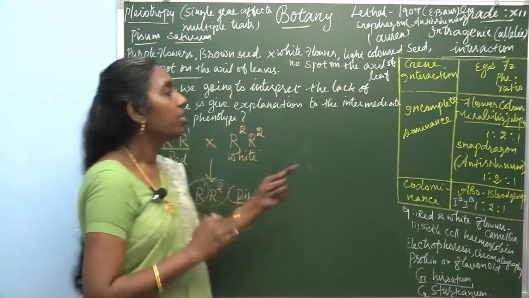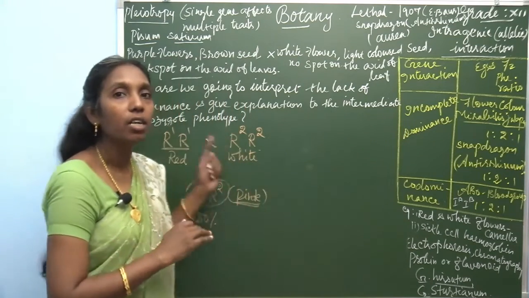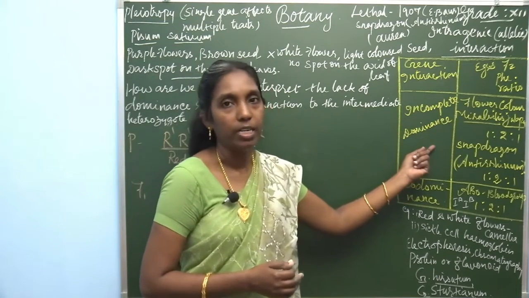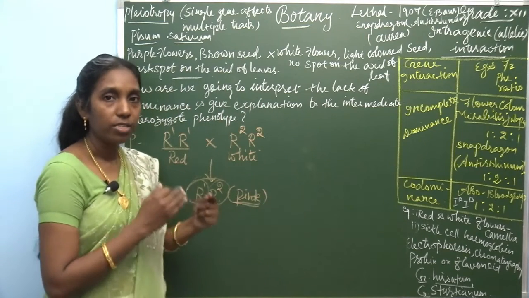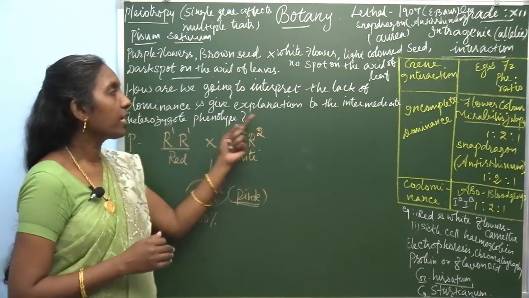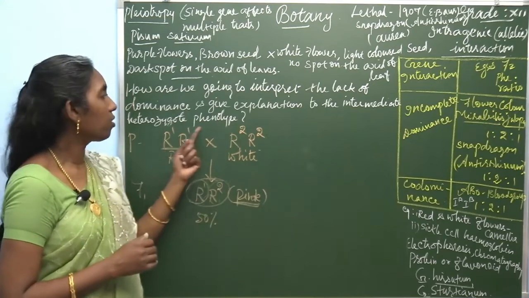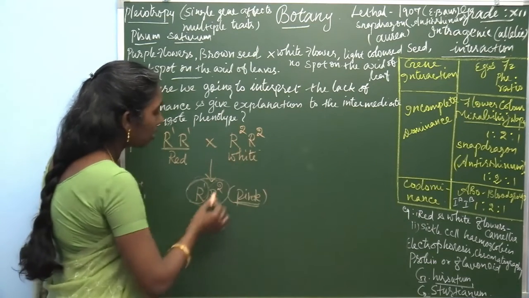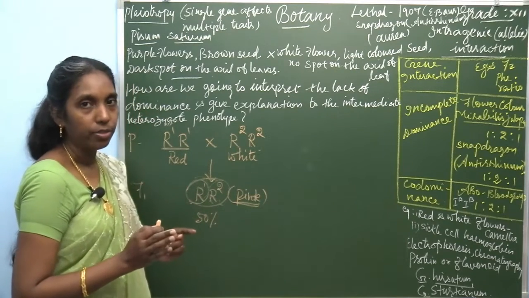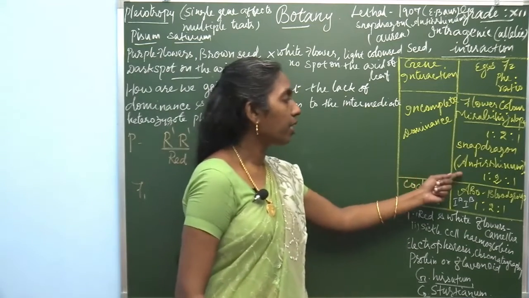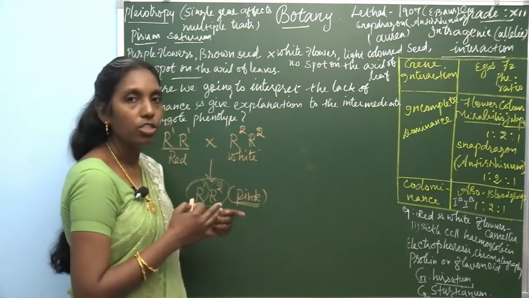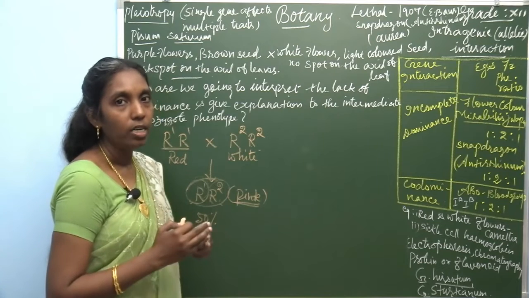In incomplete dominance, the dominant character is expressed incompletely, so it is known as incomplete dominance. So today the first question you learn is how we interpret the lack of dominance and explain the intermediate color of the heterozygote phenotype. These two are homozygous, and this is the heterozygous phenotype. So it gives the 1:2:1 ratio. In the same way, we can find it in snapdragon, otherwise called Antirrhinum. In snapdragon also, the same 1:2:1 ratio is seen.